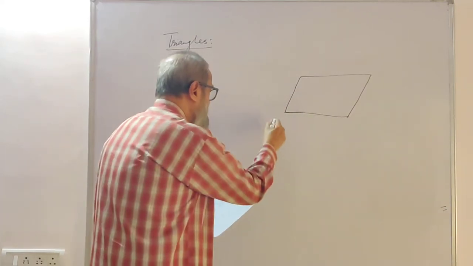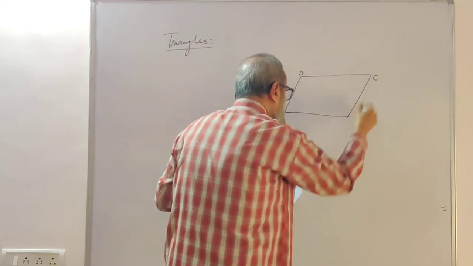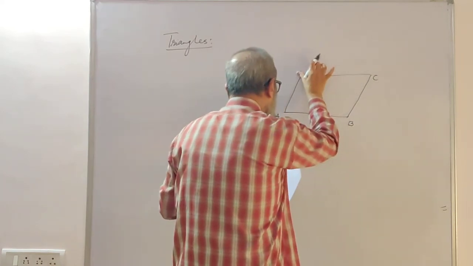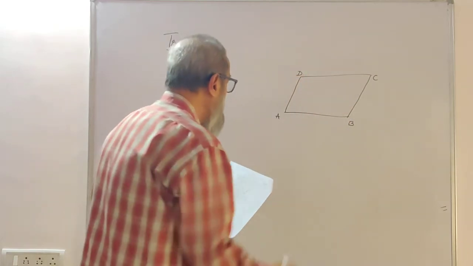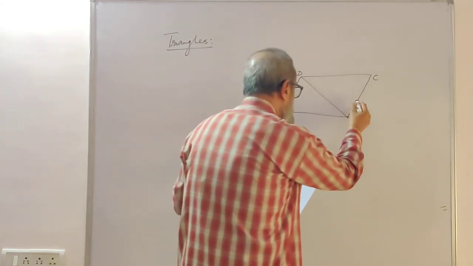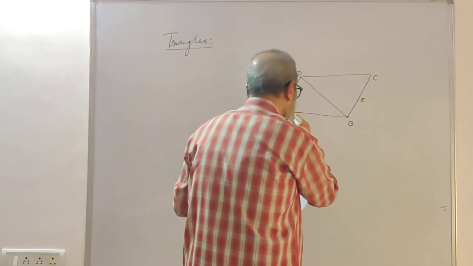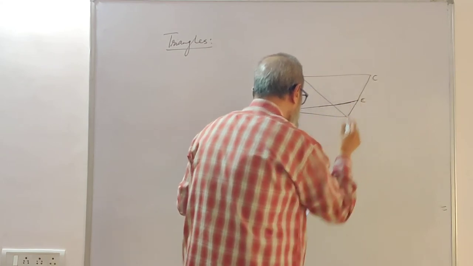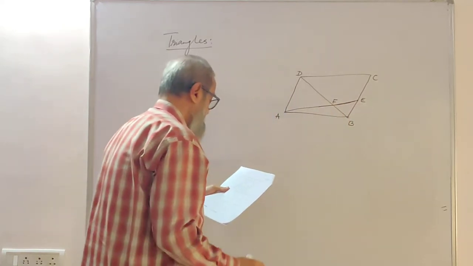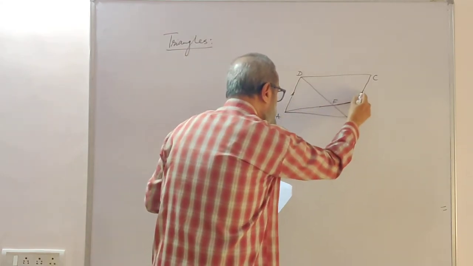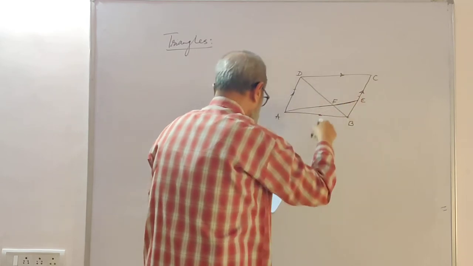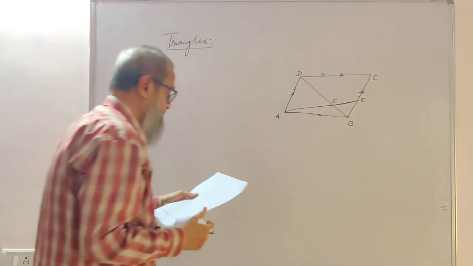This is a parallelogram ABCD, with B and D marked this way. BD is the diagonal. Now, here there is some point E. EF is joined. When we join EF, it cuts the DB at F. This is a parallelogram, which means this side is parallel to this side, and these sides are equal. Similarly, these two sides are also equal because they are opposite sides of a parallelogram.